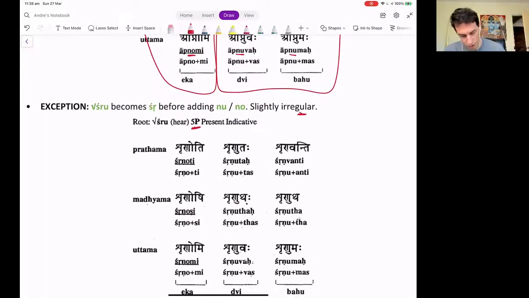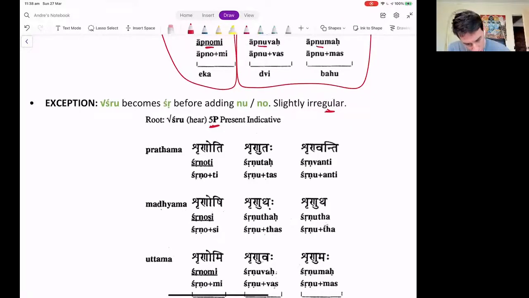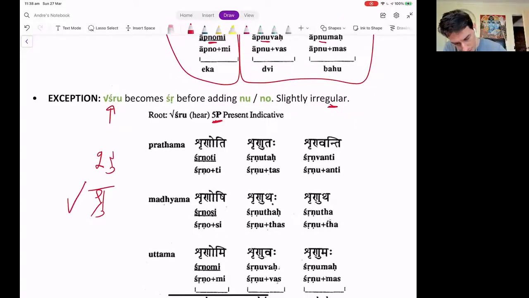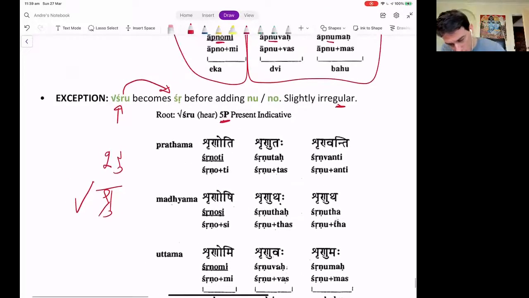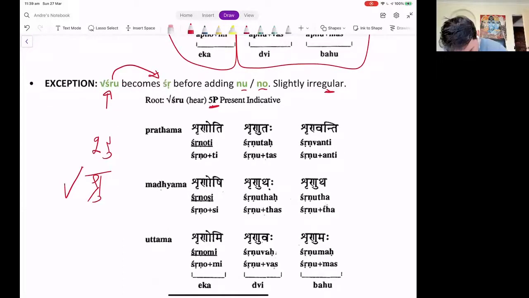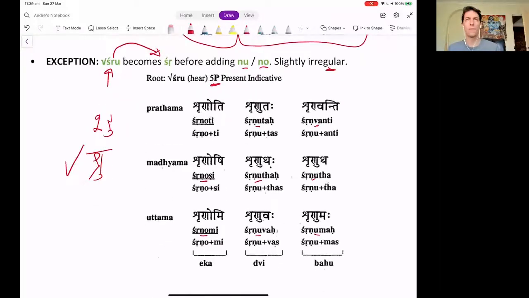Another class 5 with a little irregularity. And why is it irregular? Because you take the shru, and then it becomes shr. So how does shru become shr? It just basically changes into shr, and then you attach the no or nu. Shr no. That's why it's irregular. Shr no. Shrnv. That's because of the sandhi. Shr no mi, I hear.